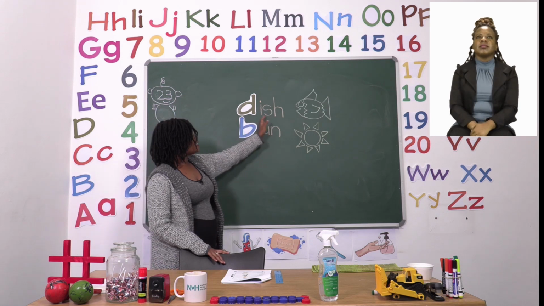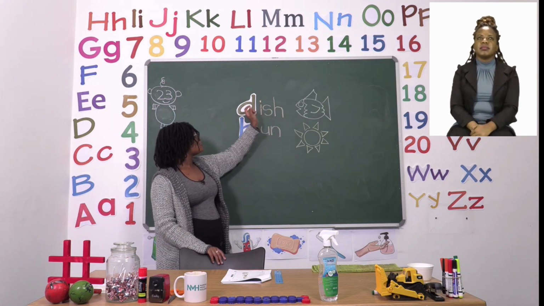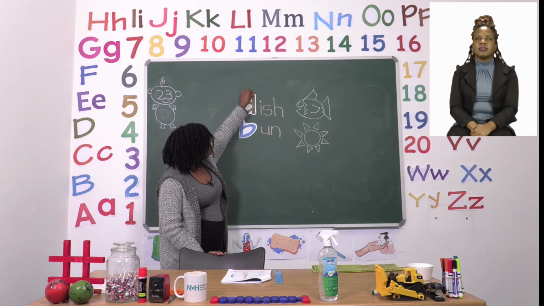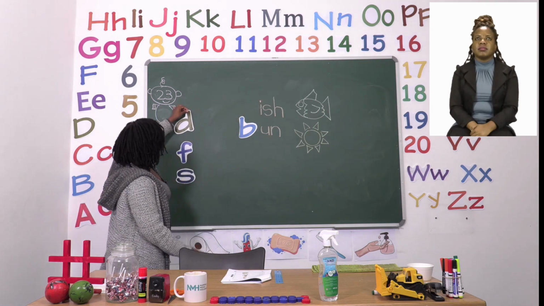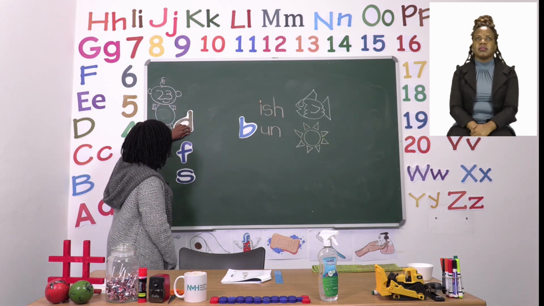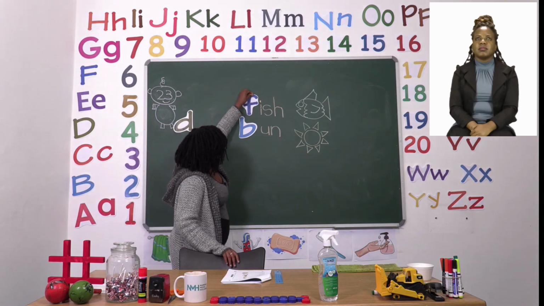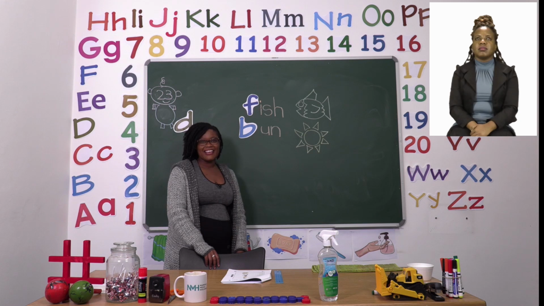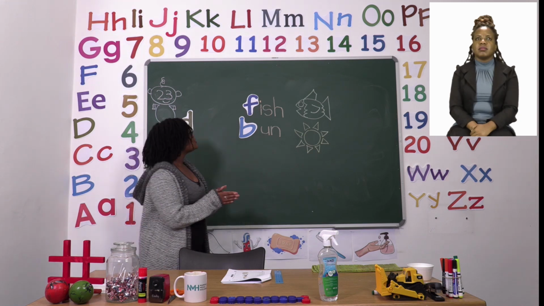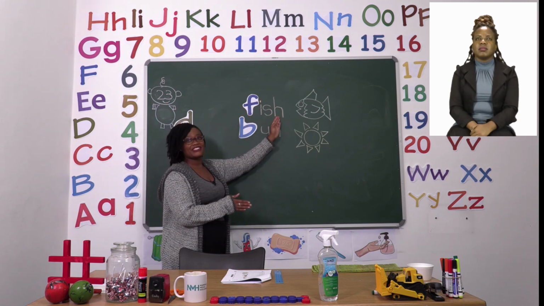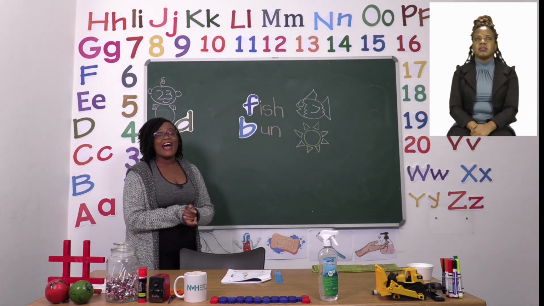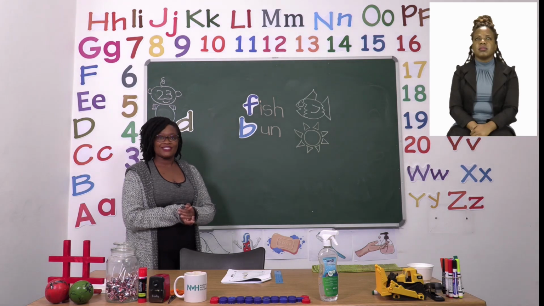We said the word dish, and they've asked us to replace the d with the f sound. So we're going to remove d and we are going to put the f sound. Now what is the new word? Yes, everyone, the new word is fish. You can even see that they have given us a picture for it. So we have the new word fish.